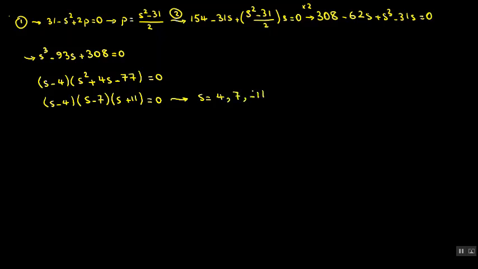negative 11. But what does the problem say? The problem says find the maximum s. So the maximum s will be 7. So we found also with the second solution, using Newton's sum, again 7.